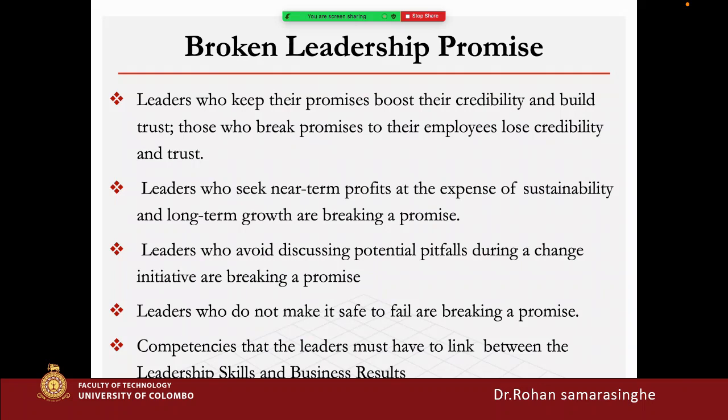Leaders who seek near-term profit at the expense of sustainability and long-term growth are breaking a promise. So these things can be easily understood.